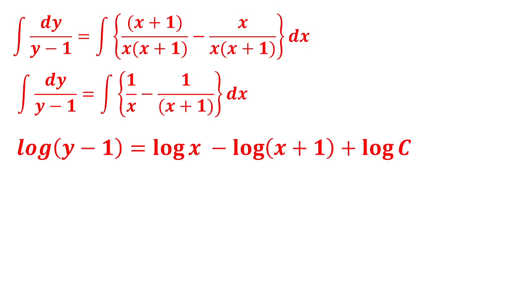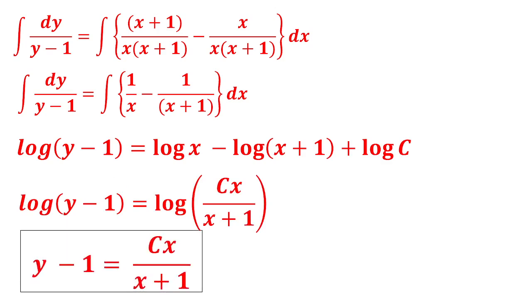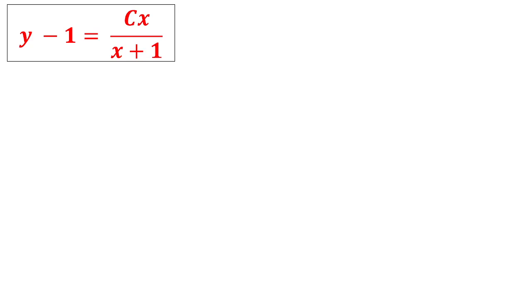This integration can also be done by partial fractions, or you can use the formula for ax square plus bx plus c in the denominator. Anything you can do, but this is one of the shortcuts. Therefore, I got log of (y minus 1) is equal to log of cx upon (x plus 1). I have taken the constant also as log c because all the integration leads to log. Now this will help you to get the value of c quickly.